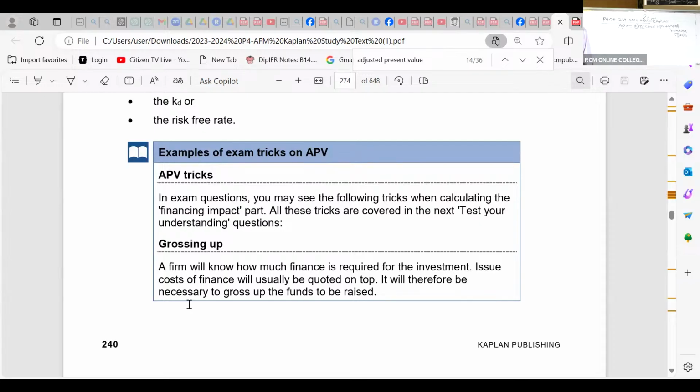Issue cost of financing will usually be quoted on top. It will therefore be necessary to gross up the funds to be raised. Please, ladies and gentlemen, listen.